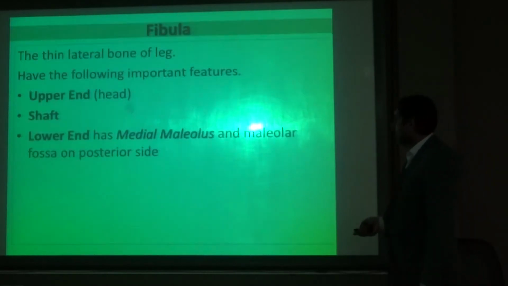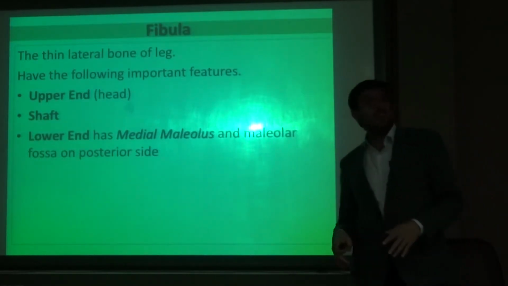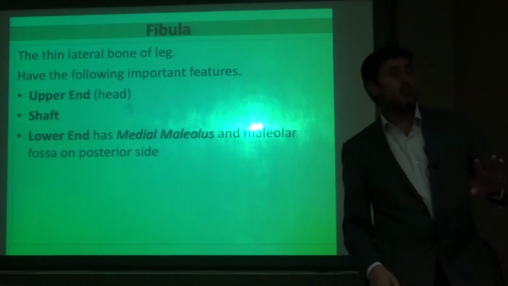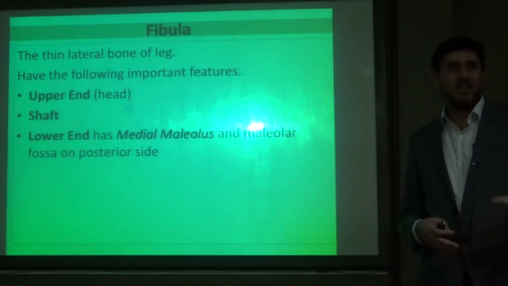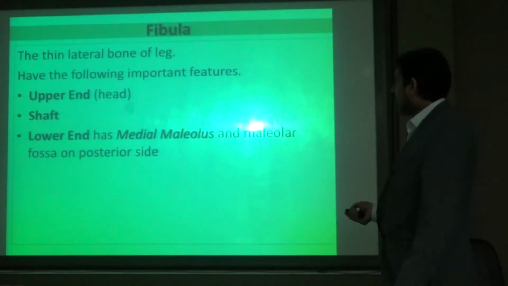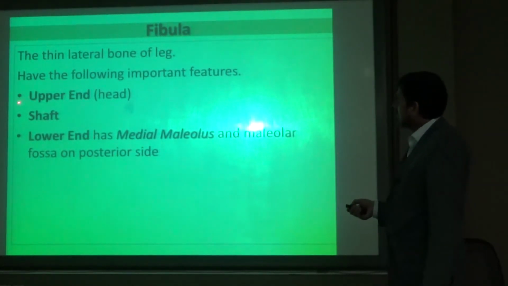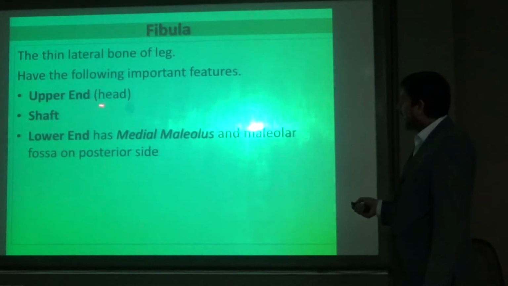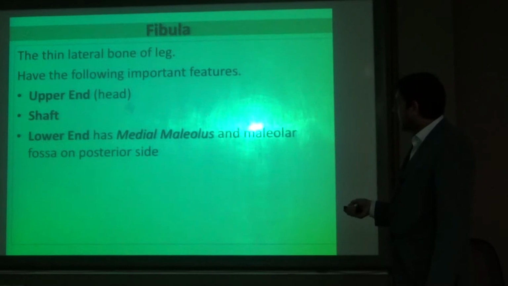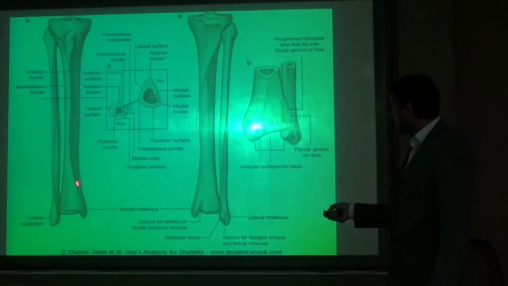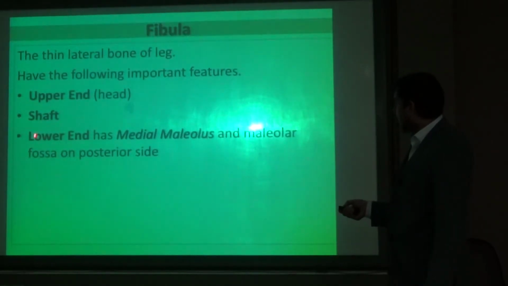Now come to the fibula, the most difficult bone in this area, but no need to discuss more. A lot of borders, a lot of surfaces, very confusing. So how many ends do we have? This doesn't have a condyle, it is known as head. What is this one? This middle part is shaft. And what does the lower end have?